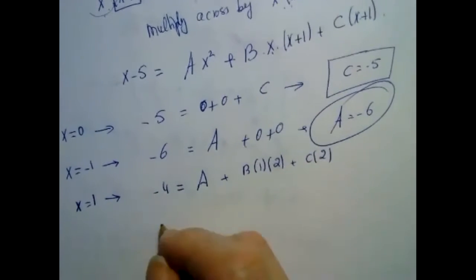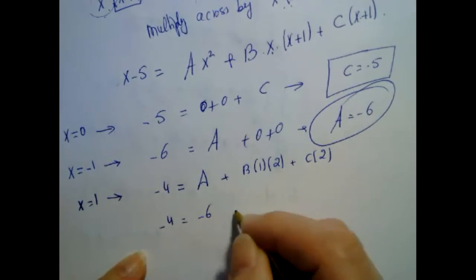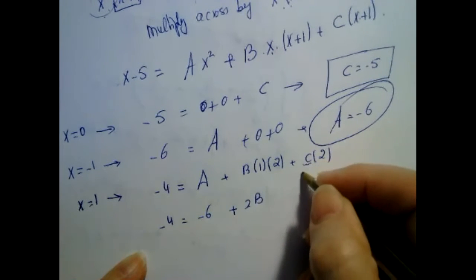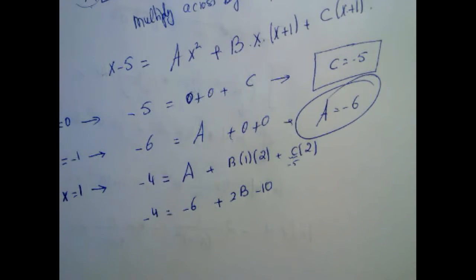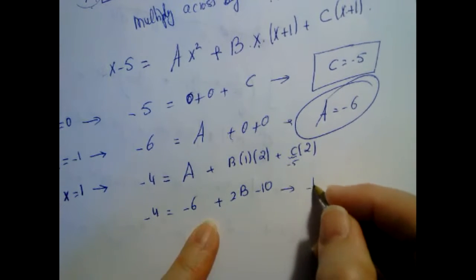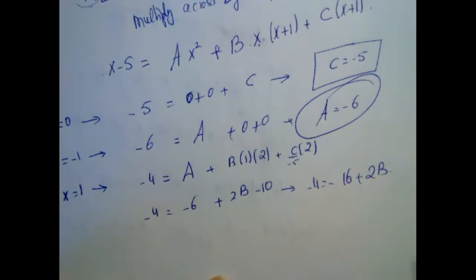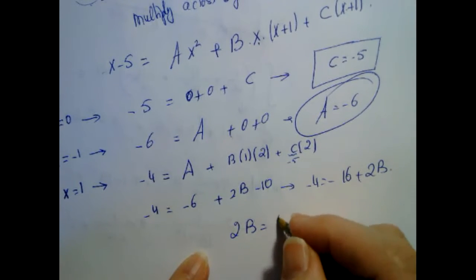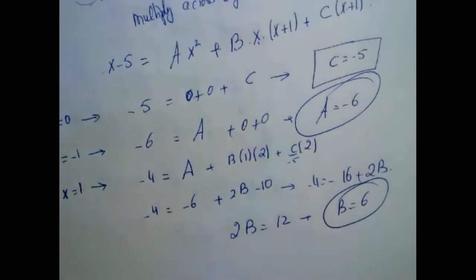So now I substitute everything. Minus 4 equal minus 6 plus 2b. Now my c is minus 5, so that gives me minus 10. So I will get minus 4 equal minus 16 plus 2b, which will give me 2b equal minus 4 plus 16 equal 12, b equal to 6.